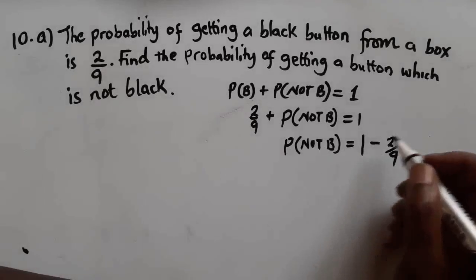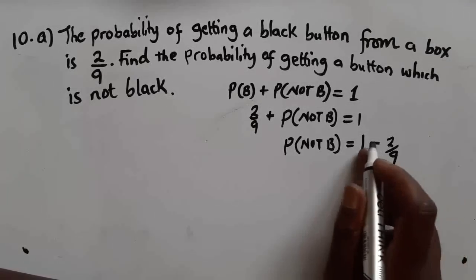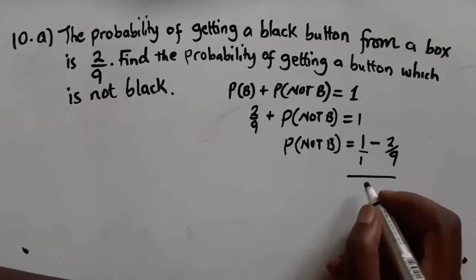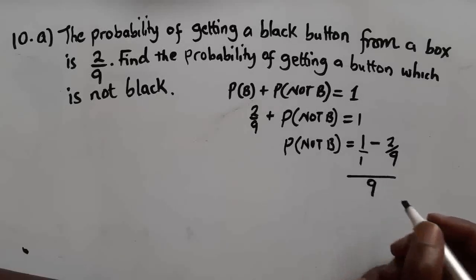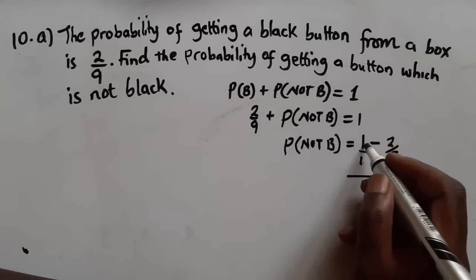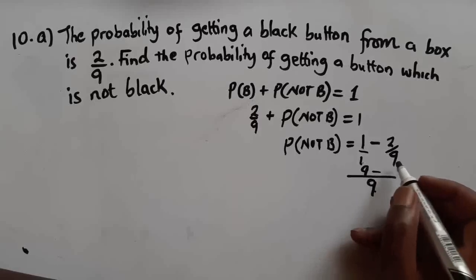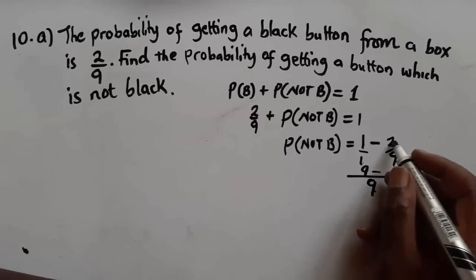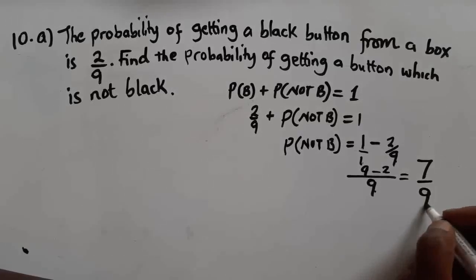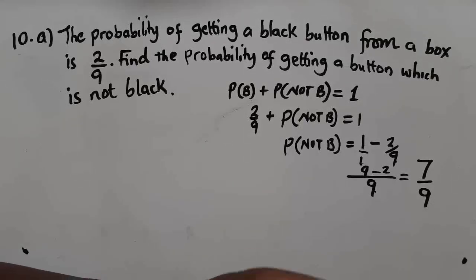How do we solve this fraction, people? This is very simple. I'm sure you know that. But let me take it for granted that you have issues. The common denominator, the lowest common multiple here of 1 and 9 is 9. 1 into 9 is 9. 9 multiplied by 1. We get 9 minus 9 into 9 is 1. 1 multiplied by 2 is 2. So we are going to get 7/9. The probability of a button that is not black. This is our answer.